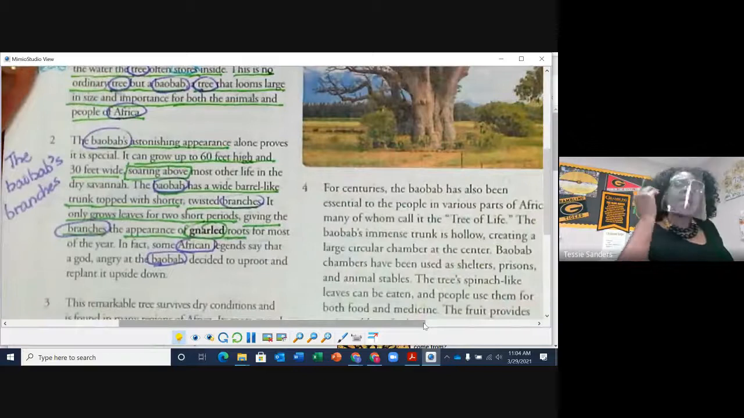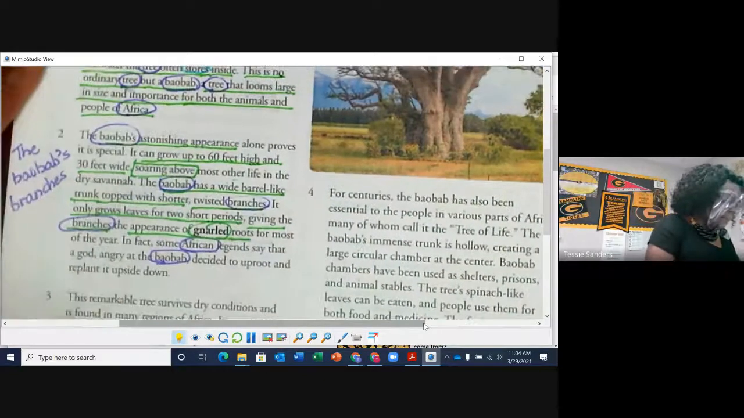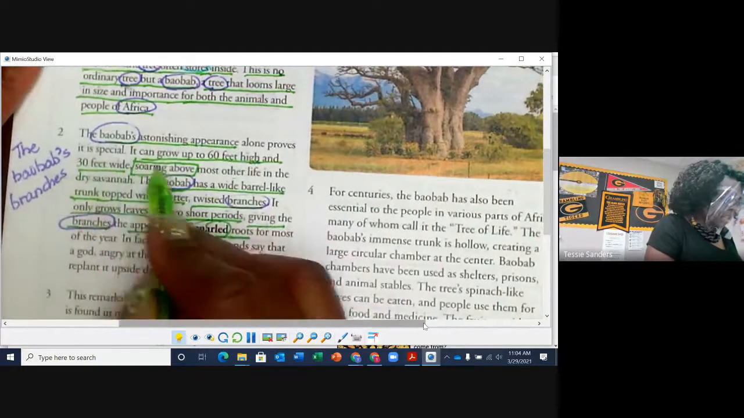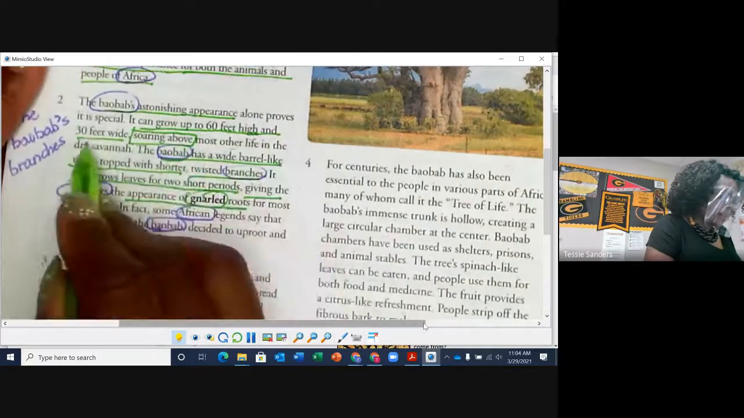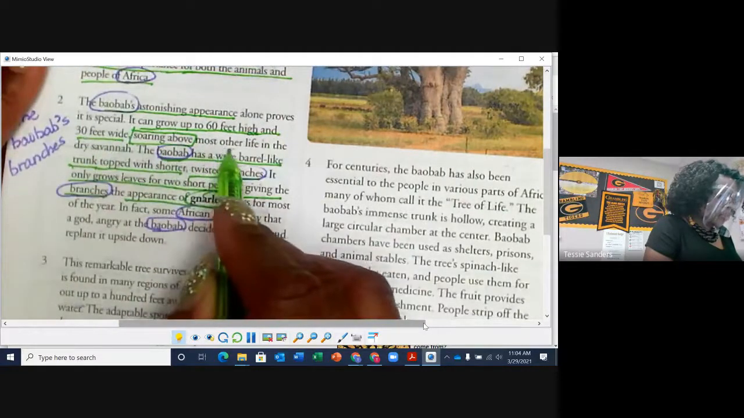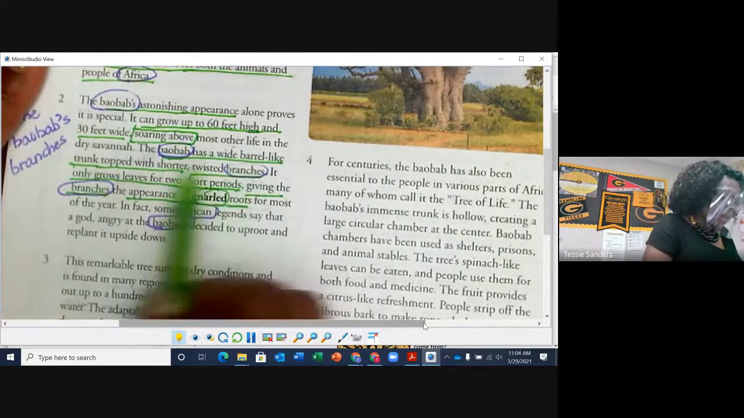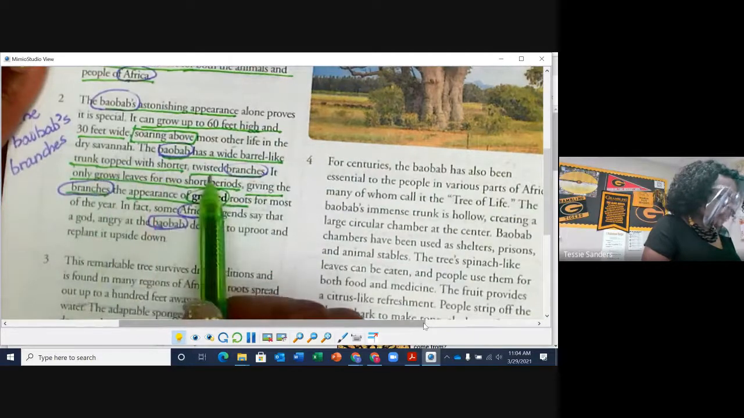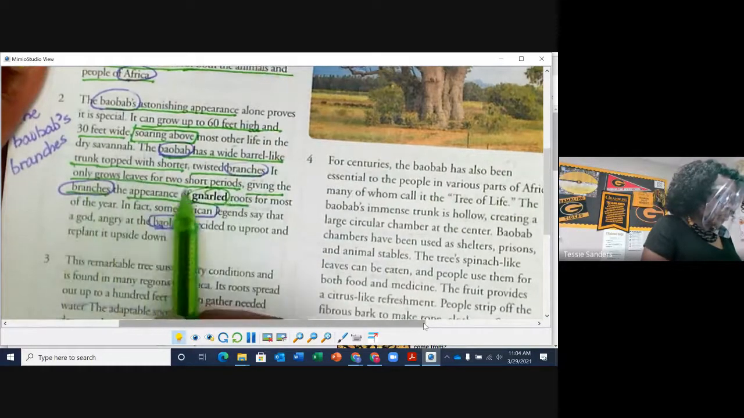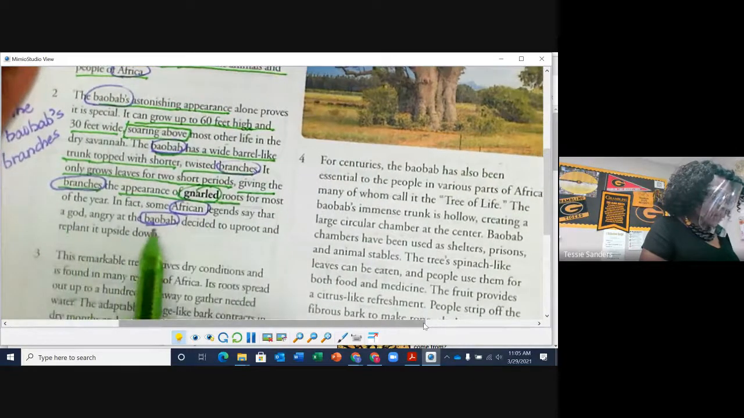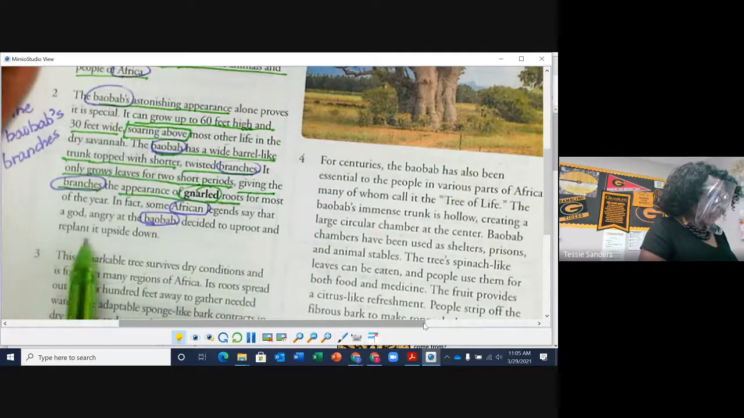You listen as I read aloud and think aloud. The baobab's astonishing appearance alone proves it is special. It can grow up to 60 feet high and 30 feet wide, soaring above most other life in the dry savanna. The baobab has a wide barrel-like trunk topped with shorter, twisted branches. It only grows leaves for two short periods, giving the branches the appearance of gnarled roots for most of the year. In fact, some African legends say that a god angry at the baobab decided to uproot and replant it upside down.